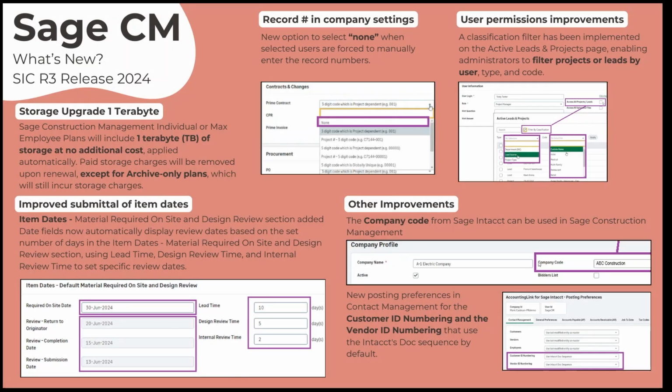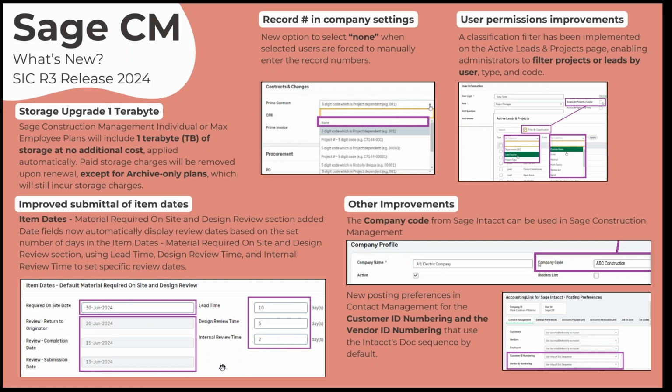Hi, I'm Tori, and today I will be showing you what's new within Sage Construction Management as of the Sage Intacct Release 3 of 2024. So first is the storage upgrade of 1 terabyte for all individual and max plans. There's also the improved submittal item dates. So the item dates for materials required on site and design review sections have added to date fields, and so they're going to be automatically displayed down here.